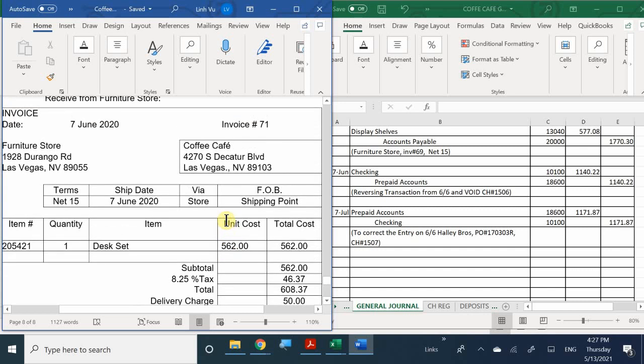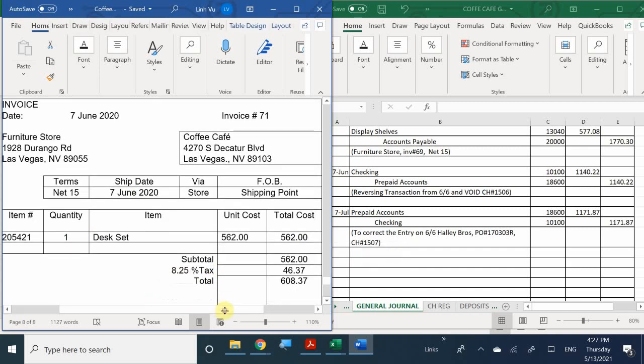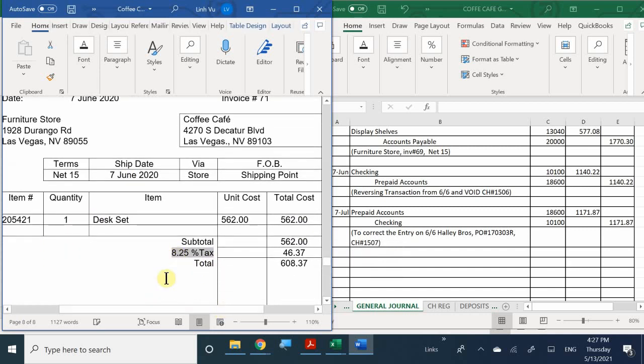Furniture store. And what was it? Aha, we finally received our desk set. Okay, so once again, same thing happened here. We got taxed and we got charged shipping.